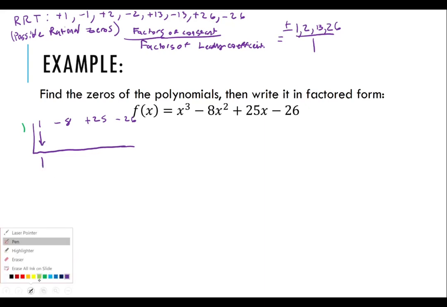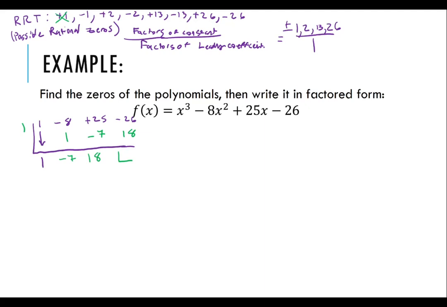Then 1 times 1 is 1. Add down, that's negative 7. 1 times negative 7 is negative 7. Add down, that's going to be positive 18. 1 times 18 is 18. Negative 26 plus 18, notice, is not 0. And the moment that I see that this is not 0, there's a remainder, and if there's a remainder, that's not a divisor, which means that this is not a zero.